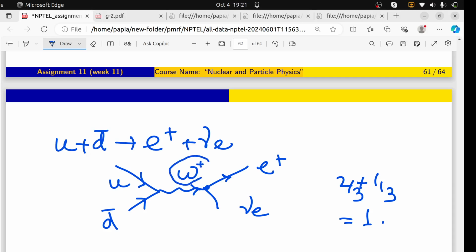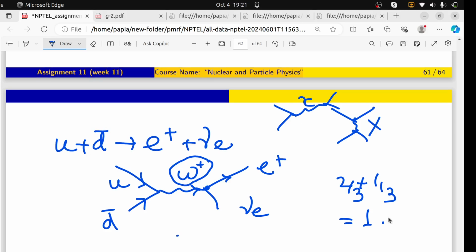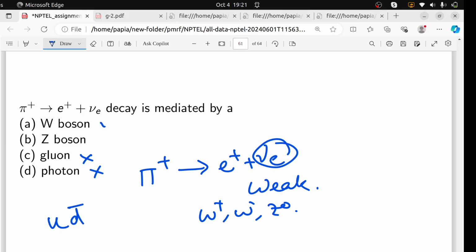W+ should be there because u d̄. Z will not be fine. This one is also not fine through Z. Only W+ can be the one, because you can see the charge is also conserved, and the lepton number, baryon number, all these things are conserved here. So this option is W boson only. Z is not fine.